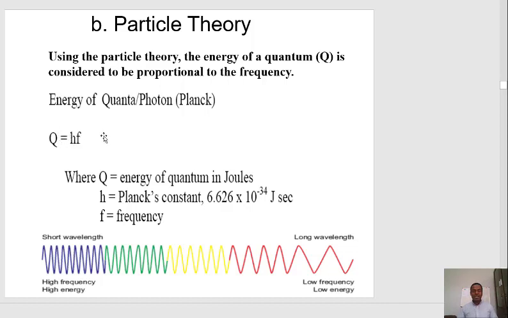So if you relate the energy of a quantum with wavelengths, you will find there is an inverse relation with wavelengths. Take a look at this figure. This is a short wave. Short waves are associated with high frequency. High frequency is associated with high energy. High frequency and energy are related based on particle theory, while frequency and wavelengths are related based on wave theory.